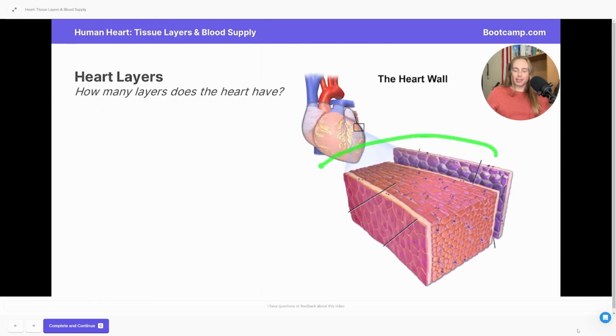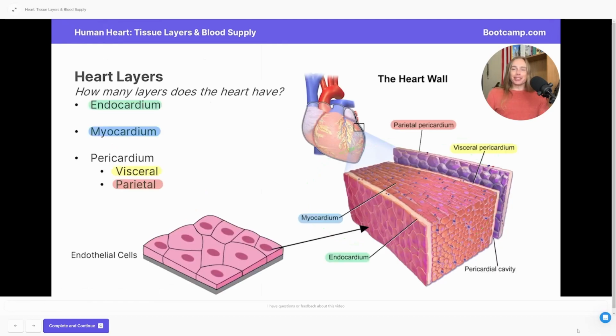So based off of this image of the heart, how many layers would you expect the heart to have? Great, so the heart is typically broken up into three layers: the endocardium, the myocardium, and the pericardium. And each of these has a prefix that's going to indicate something about the location of each layer. So for example, if we take a look at the deepest layer, the endocardium, we see that the prefix endo is going to mean within.